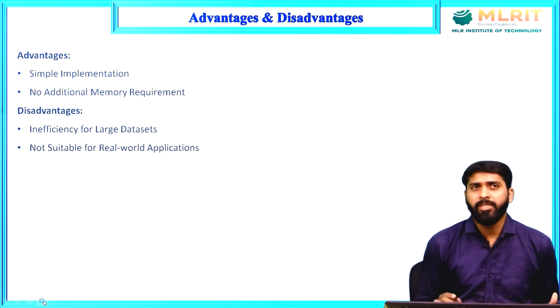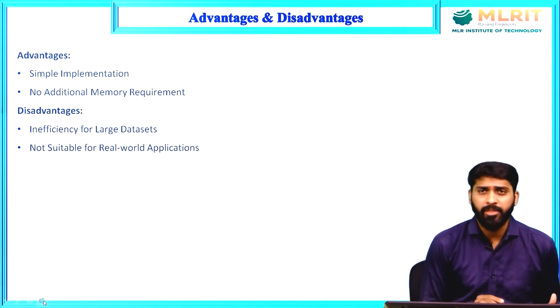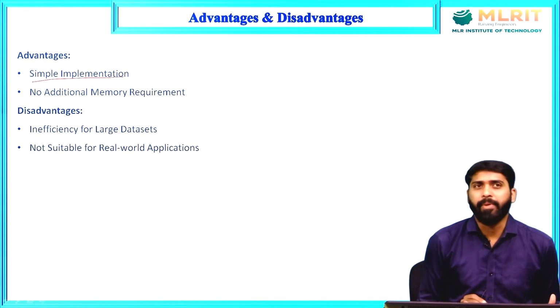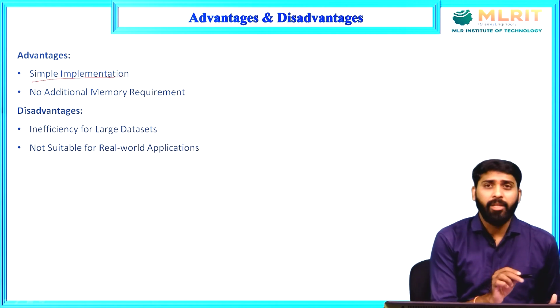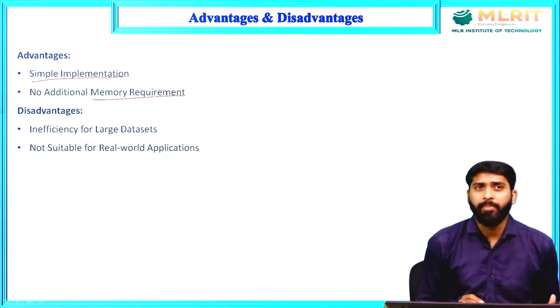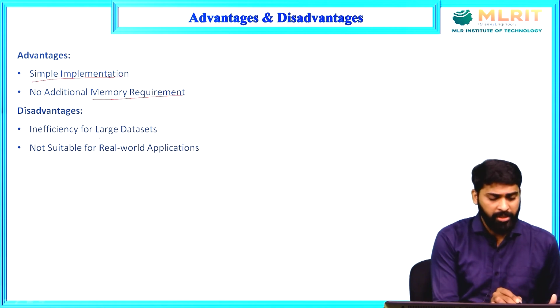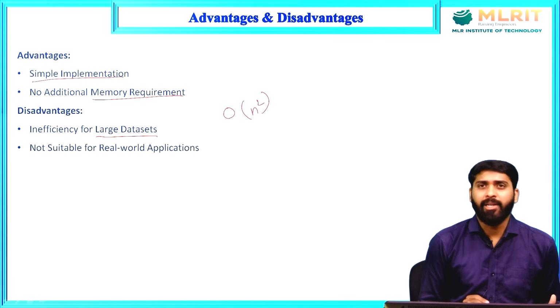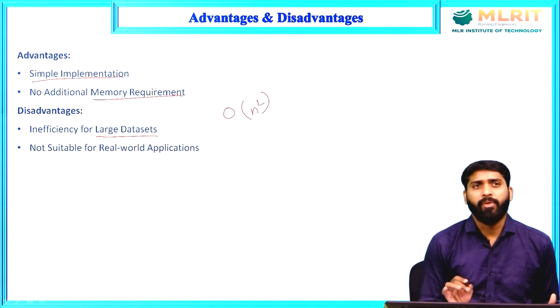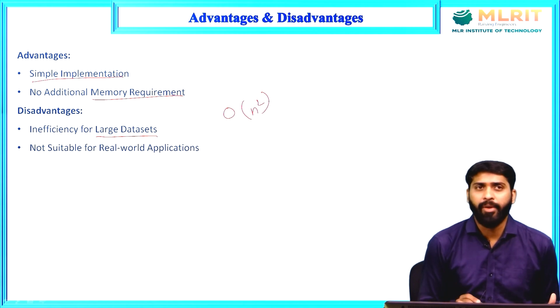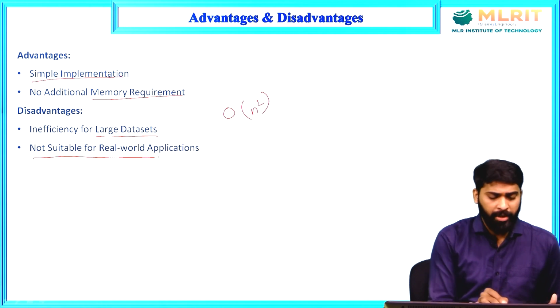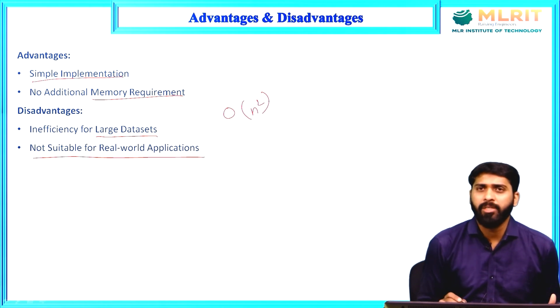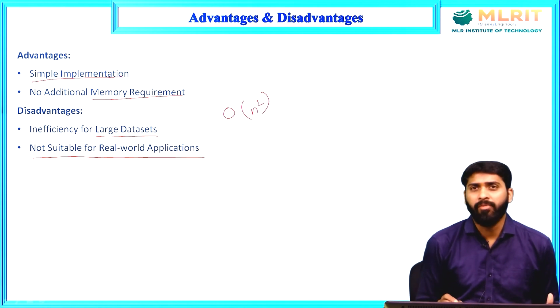Advantages and disadvantages of selection sort. Coming to advantages, it is very simple to implement. Another advantage is no additional memory requirement. The disadvantage is inefficiency for large data sets. Here the time complexity is big O of n square. So if the data set is limited, then we select the selection sort algorithm. Otherwise, for large data sets, selection sort is inefficient. So it is not suitable for real world applications, because in real world applications we process large data sets.